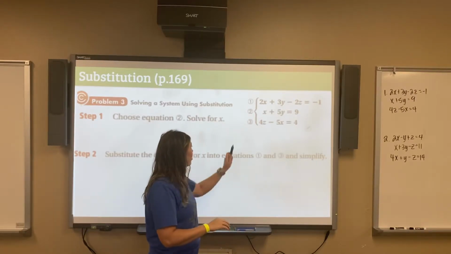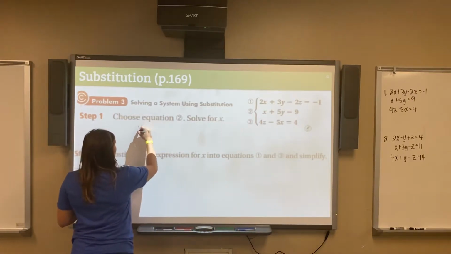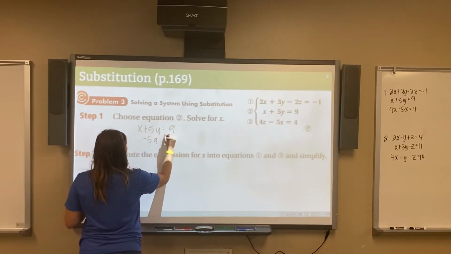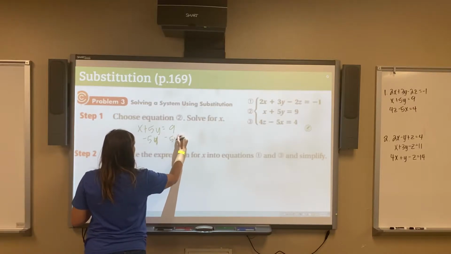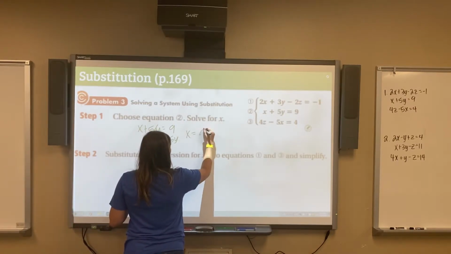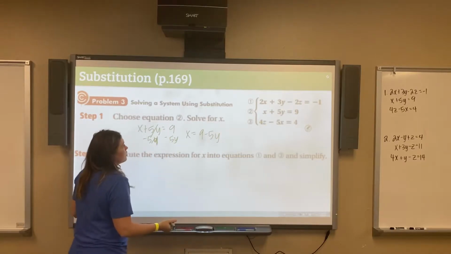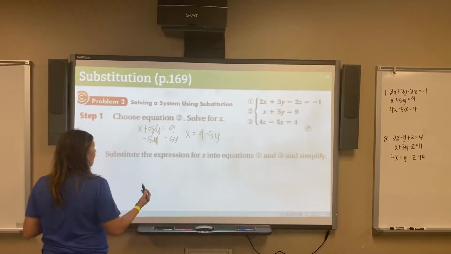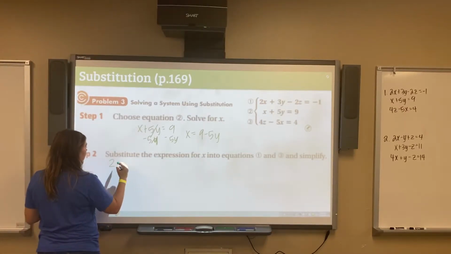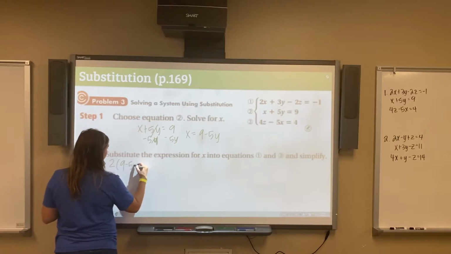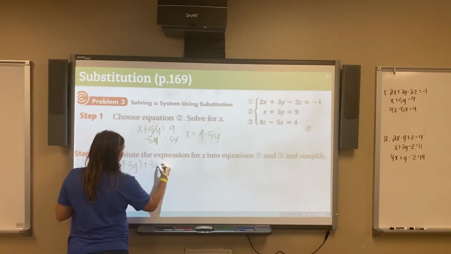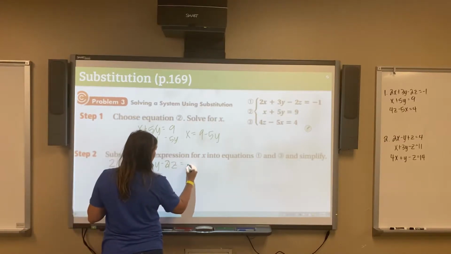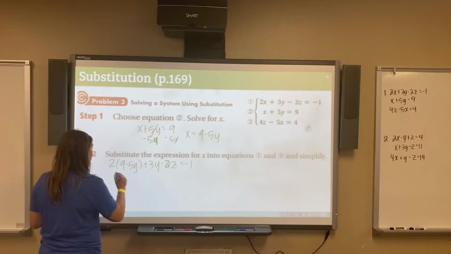So the first step is to solve for x in the second equation. So x plus 5y is equal to 9. We want to solve for that x by subtracting 5y. So x equals 9 minus 5y. Now we're going to pick the 2 equations where x's are, and we're going to plug in our x and simplify. So we have 2, and then instead of x, it's 9 minus 5y, plus 3y minus 2z equals negative 1. Okay, simplify.